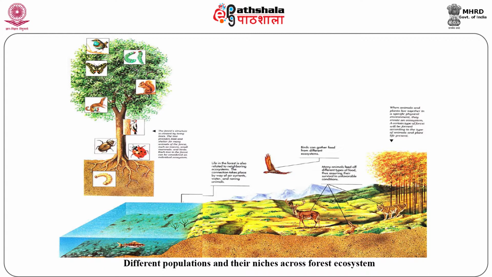Next, we can see that life in the forest is also related to neighboring ecosystems. The connection takes place by way of air currents, water and roaming animals. Birds can gather food from different ecosystems. Many animals feed on different types of food, thus assuring their survival under unfavorable conditions. When animals and plants live together in a specific physical environment, they create an ecosystem. A certain type of forest will be formed according to the type of animal and plant life present in it.